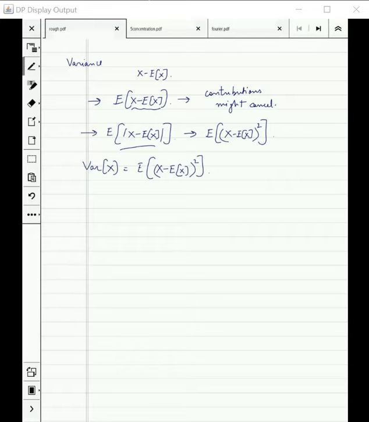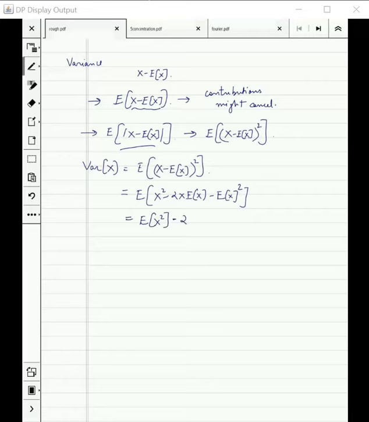We can simplify this expression to make a simple formula for the variance of X. Just expand it as (a plus b) whole square. This becomes X square minus 2 X E[X] plus (E[X]) whole square. So notice this is expectation of X square. So by linearity of expectation, the first quantity is the expected value of X square minus 2 times.